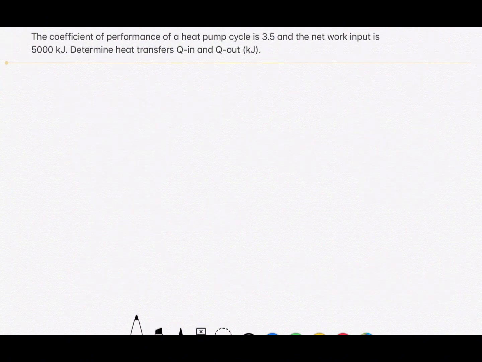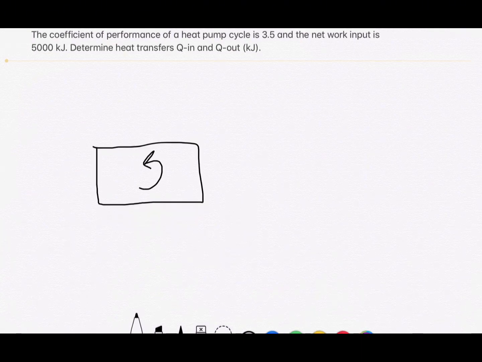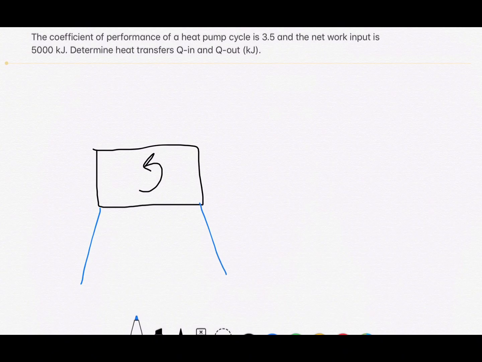Alright, so this problem says the coefficient of performance of a heat pump cycle is 3.5 and the net work input is 5,000 kilojoules. Determine heat transfers, heat in, and heat out in kilojoules. First thing we want to do is draw the cycle, where everything happens. We have our cold reservoir here. We have our warm reservoir here.